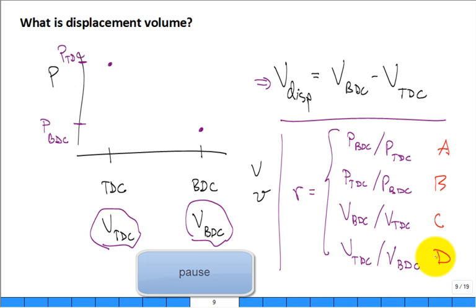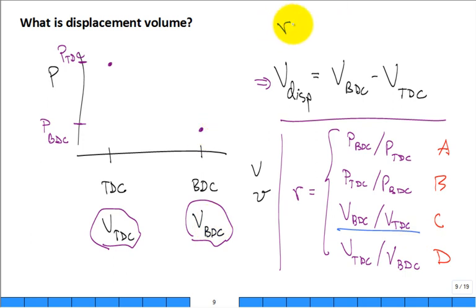My compression ratio. So most of you have it. It is a volume ratio. Remember the compression ratio is around 9. Well, it's not 0.9, it's like 9. It's larger than 1, so we start with the larger volume. That's at the bottom dead center, isn't it? And then we divide by the smaller volume, the volume at top dead center. So C is the right answer.